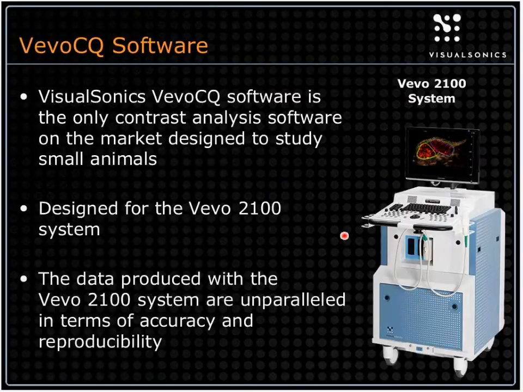So the VevoCQ contrast analysis software is, to date, the only analysis software that's designed specifically for small animal research, for nonlinear contrast work, and it's designed strictly for the Vevo 2100. We get questions from time to time about the Vevo 770. The type of data that the 770 produces is not amenable to the type of analysis that VevoCQ does, so it's strictly for the nonlinear contrast data from the Vevo 2100 system.